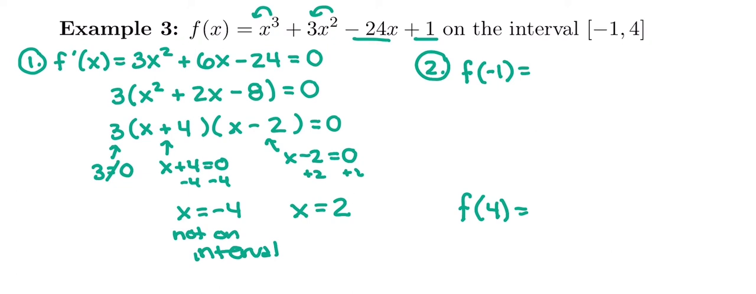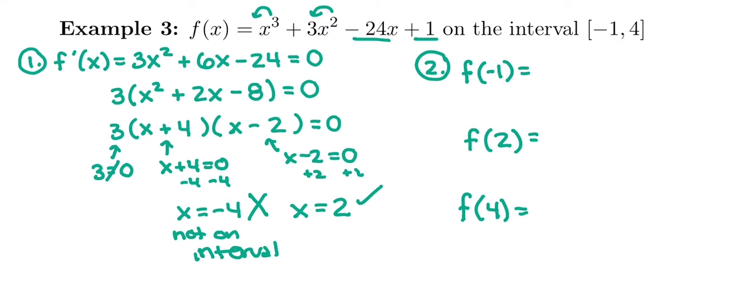But my next critical number is 2. Is 2 on the interval between -1 and 4? Yes. So we do have to test 2. We do not have to test -4. It's not on our interval. We don't care if it has a higher or lower y value. We can only look between -1 and 4 and find the absolute highest y value and the absolute lowest y value. So I'm going to plug into the original function to compare y values.